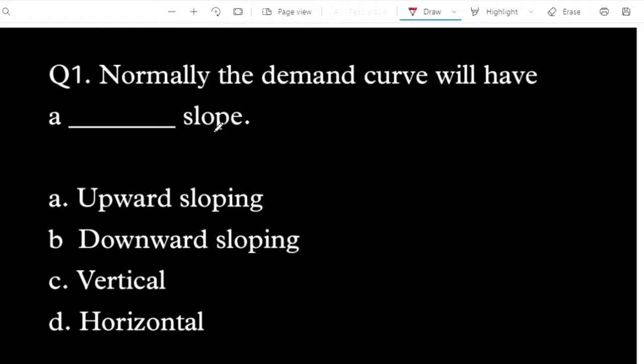Today I am up with MCQs on your economics chapter Theory of Demand. So let's come to our question number 1.